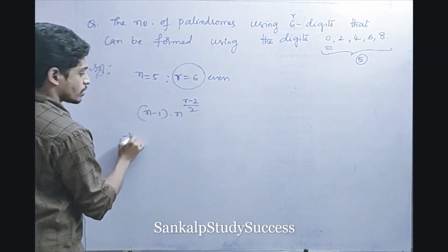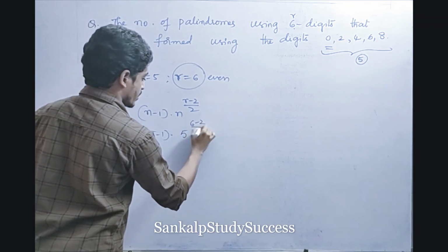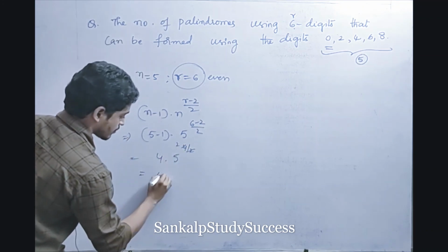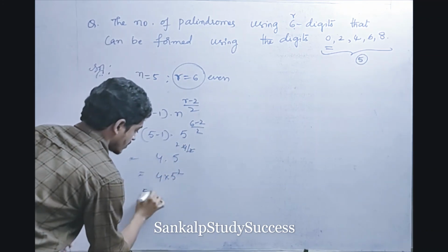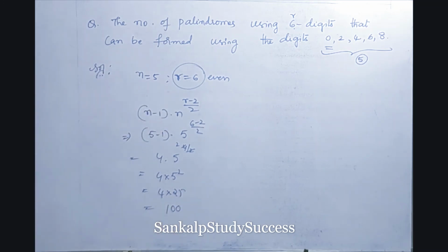Am I right? So n minus 1 is 4, into 5 power (6 minus 2) by 2. That is nothing but 4 into 5 power 4 by 2, which is 2. That is nothing but 4 into 5 square. 5 square is nothing but 25. 4 into 25 is equal to 100. So there are 100 palindromes using 6 digits that can be formed using the digits 0, 2, 4, 6, 8. This is the case of including 0.